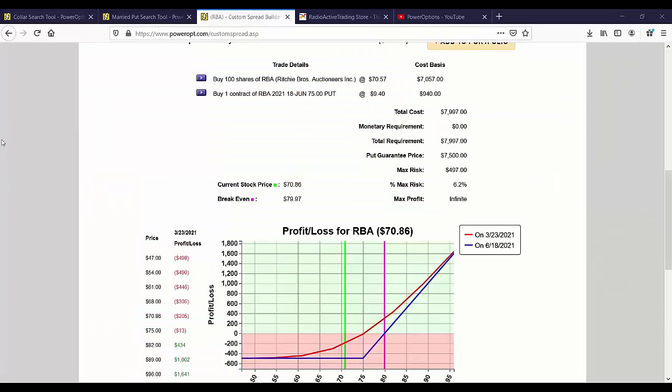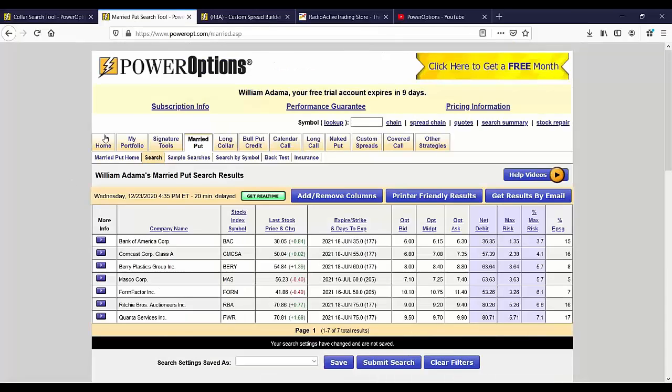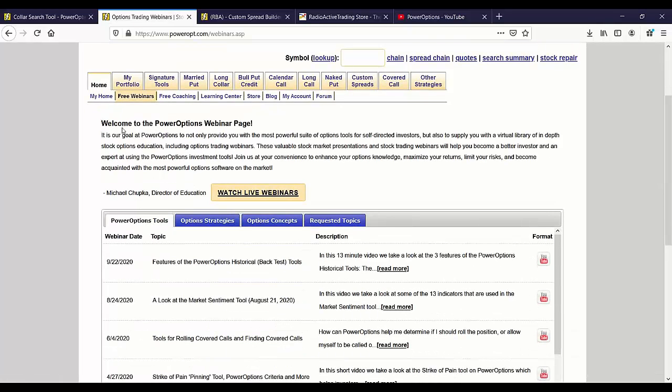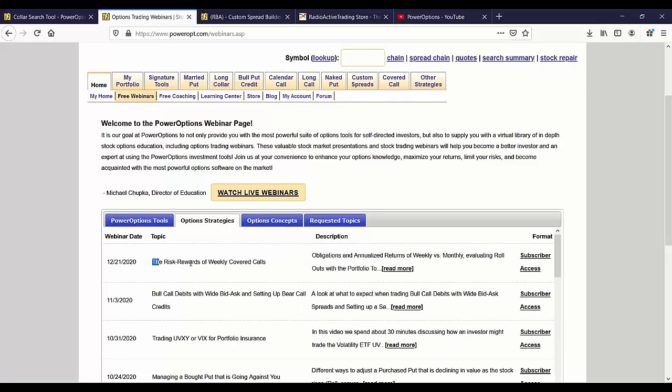So now there's 2 ways to access the webinars. Maurice, to access the recorded webinars, many of them are available in the free webinars section. These are related to the PowerOptions tool. So we haven't covered a full tool, for example, recently since about September. Going into the fall, we just covered the market sentiment tool in the beginning. There was one here from August 21st. There's one from 12/21 and from 11/3 on the option strategies. This is a public page, by the way, PowerOp.com/webinars.asp. So you can check that out there as well.